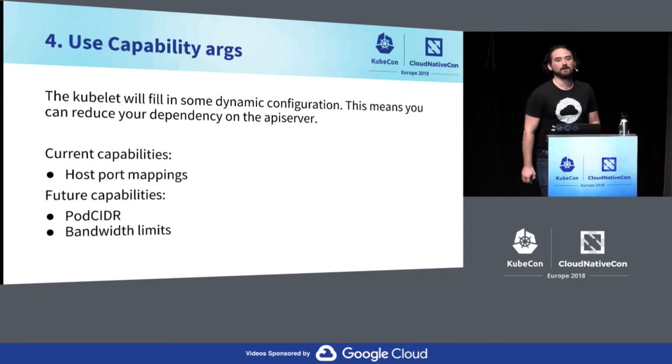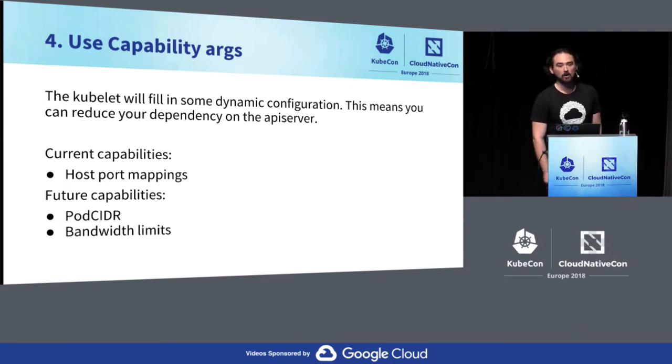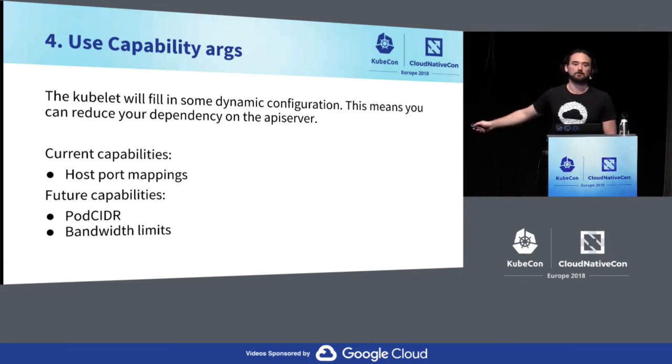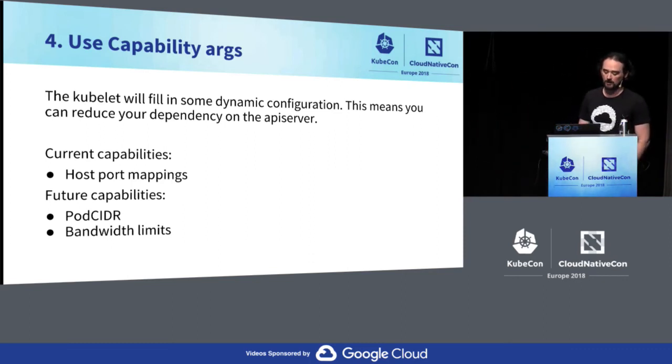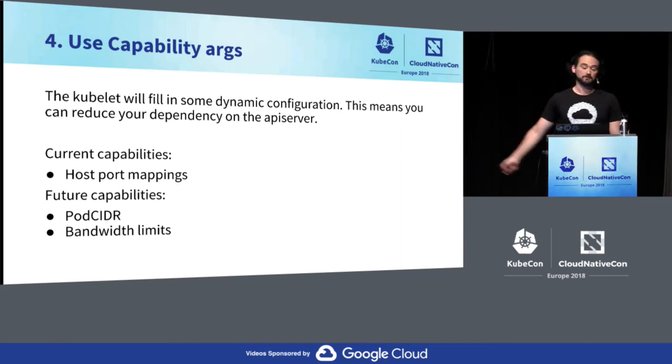And the fourth best practice, if you are a CNI plugin author, is to use this cool new feature that came with CNI. It's only a year old, called capability arguments. So the kubelet now will fill in dynamic configuration into the CNI configuration file. Previously, it basically just copied the file from disk and spit it right out directly to the plugin's standard in. This is really awesome because it means that you can reduce your dependency on the API server, which means that you have less of a bootstrapping problem and you have higher performance.